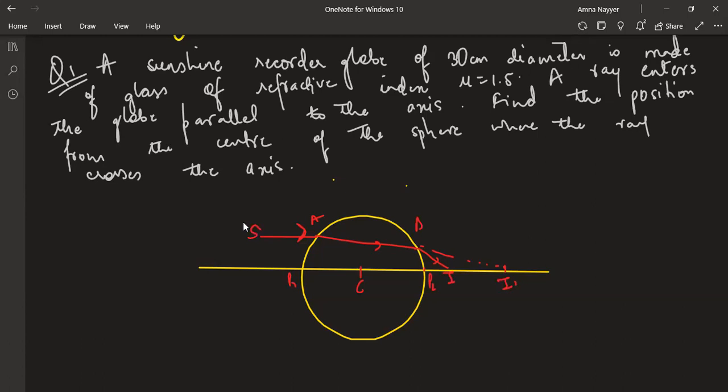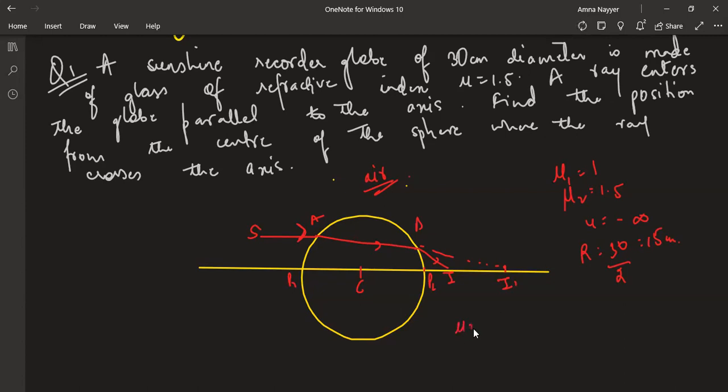You have to find out the position from the center of the sphere where the ray crosses the axis. You just have to find the net distance of I from the center of the sphere. So see, mu 1 is 1 because it is air. Mu 2 is 1.5. Object distance is minus infinity because the ray is parallel. And radius of curvature is 30 by 2, that is 15 centimeters, because diameter is given.